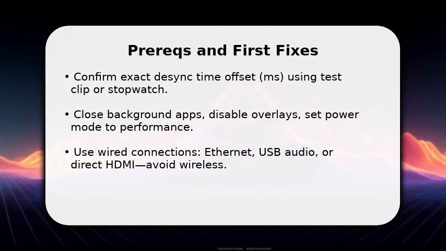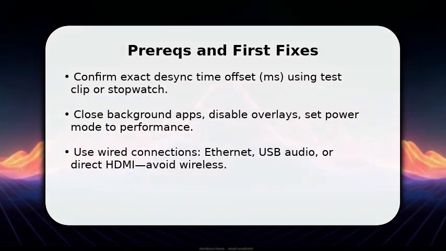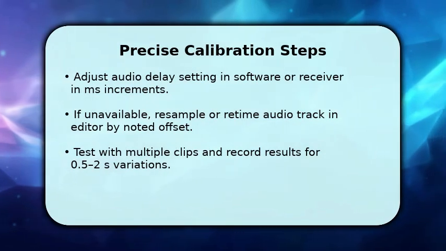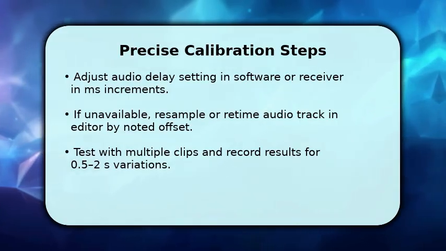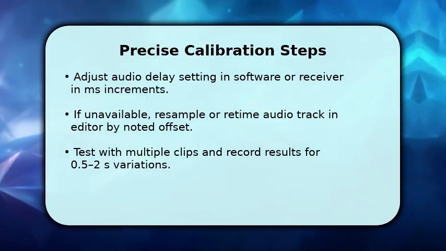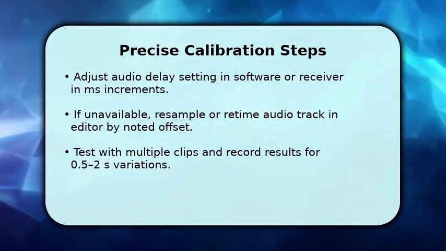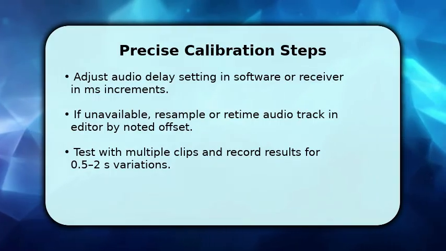Now calibrate precisely by applying the measured millisecond offset in your playback or receiver settings. Adjust in small steps until audio and video align. If your device lacks delay controls, open your media editor and retime the audio track by the same amount, then export a short test file.